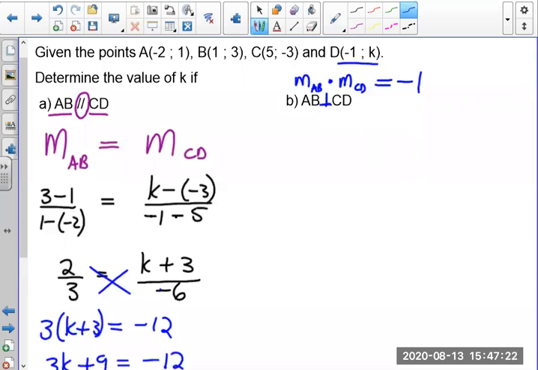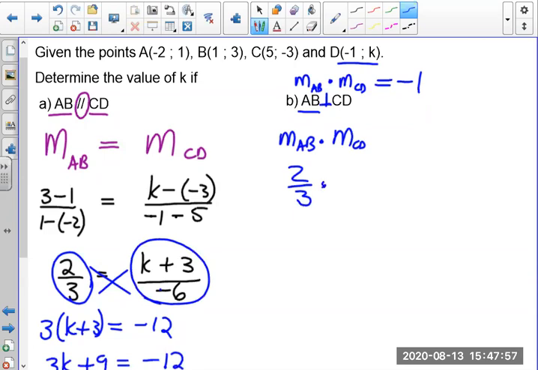I'll show you an easier method just now. So I have the gradient of AB already. There's the gradient of AB. So I'm not going to calculate again from scratch because I have it already. So I'm just going to say, okay, the gradient of AB is 2/3. Gradient of CD, I have the gradient of CD already. There it is. So times k plus 3 over minus 6 must give me an answer of minus 1.